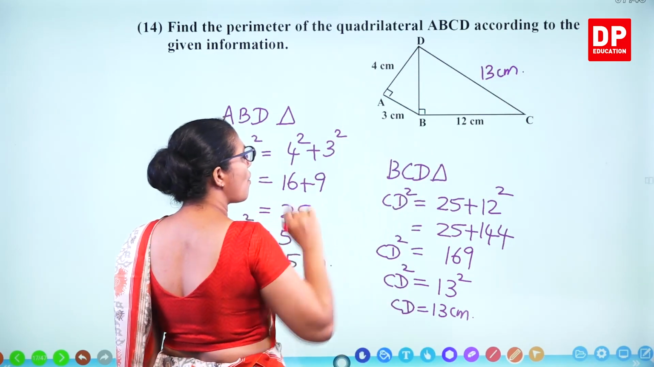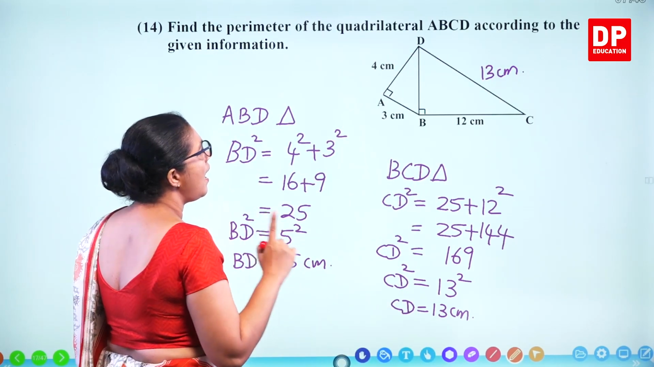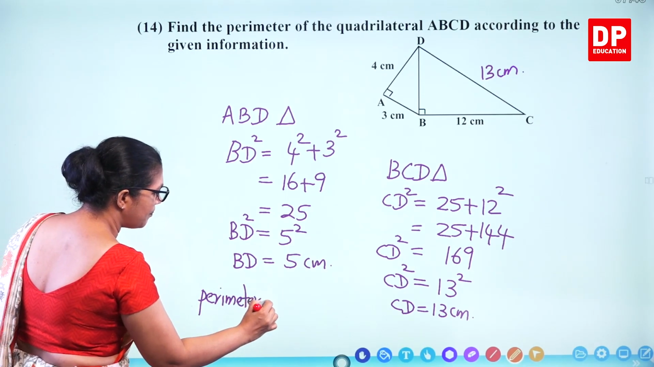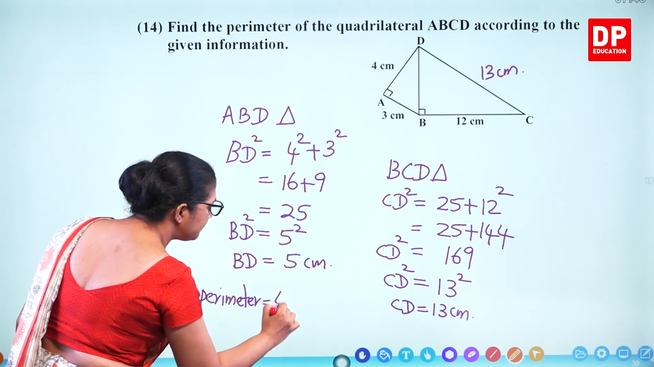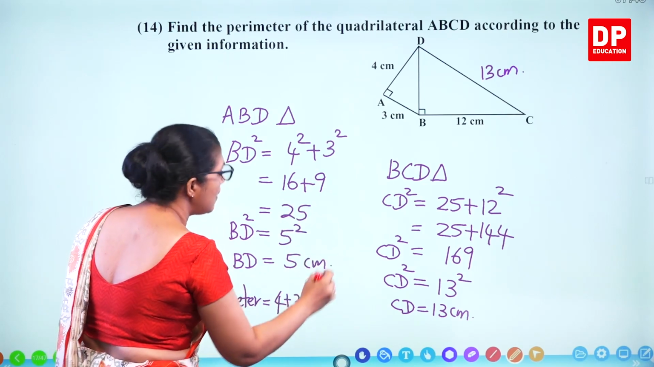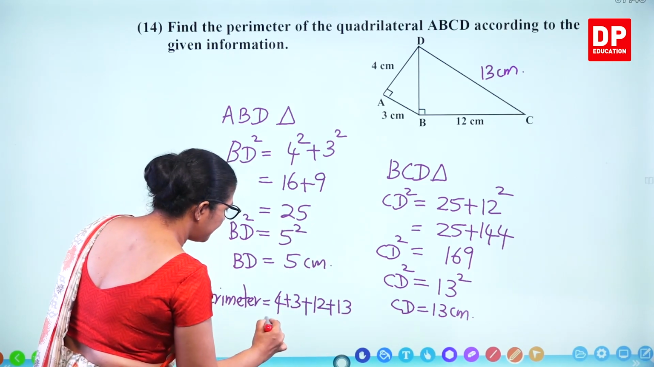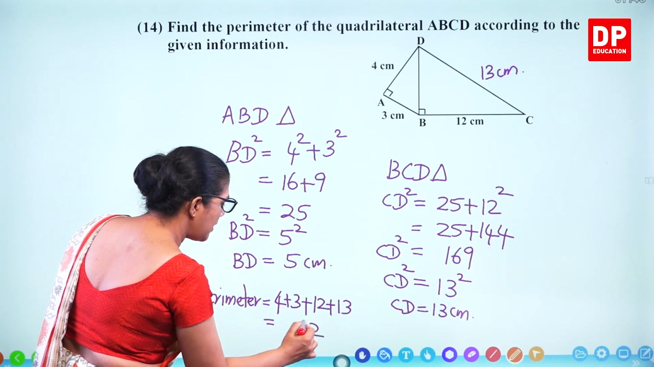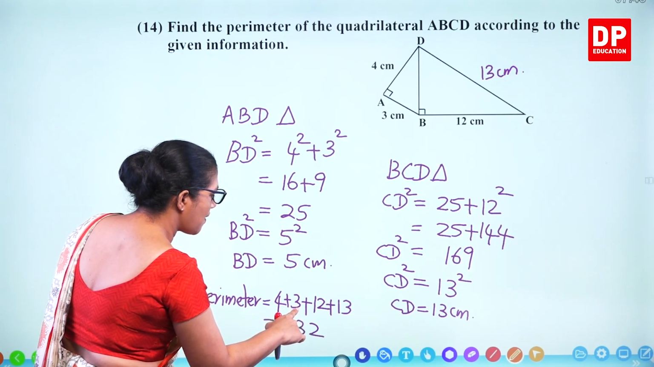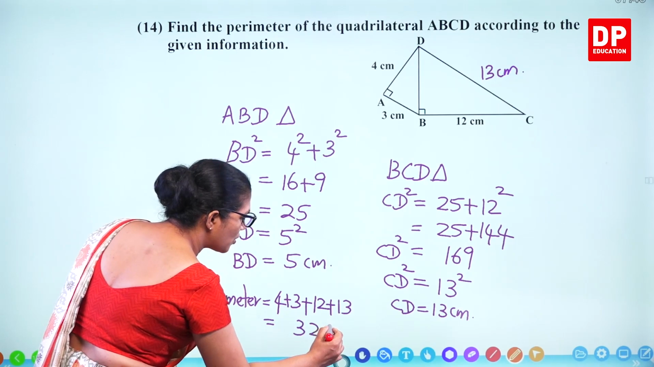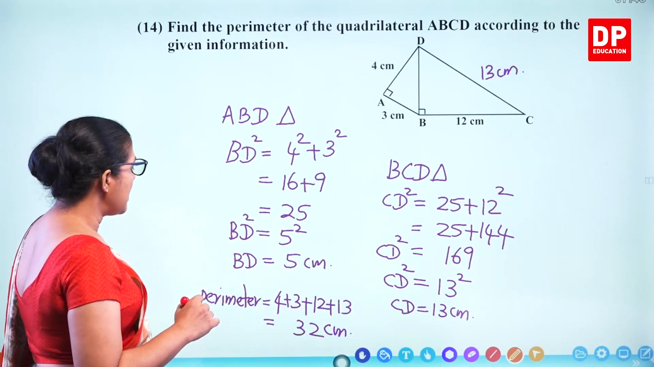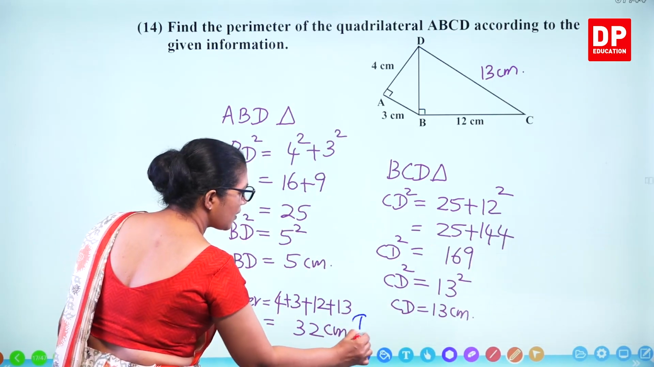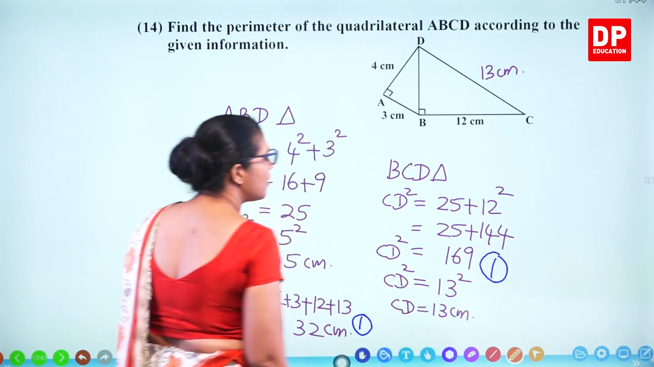So what's the perimeter of the figure? Just add all lengths. So perimeter becomes 4 plus 3, 12 and 13. Just add it. 7, 10, 12, 1 remaining and 3. 7, 20, 32. 32 centimeters is the perimeter. So you get 1 mark here and finding this one, 1 mark.